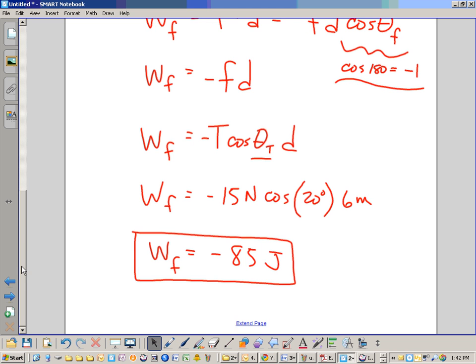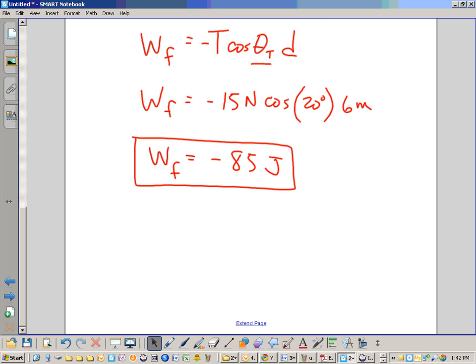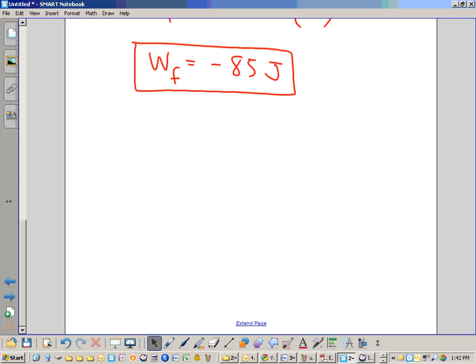So doesn't that make sense? Well, let's think about it. How much work is the normal force doing, and why? Thank you. Why is it doing 0? It's perpendicular to the displacement. How much work is the weight vector doing? 0, again, because it's perpendicular.